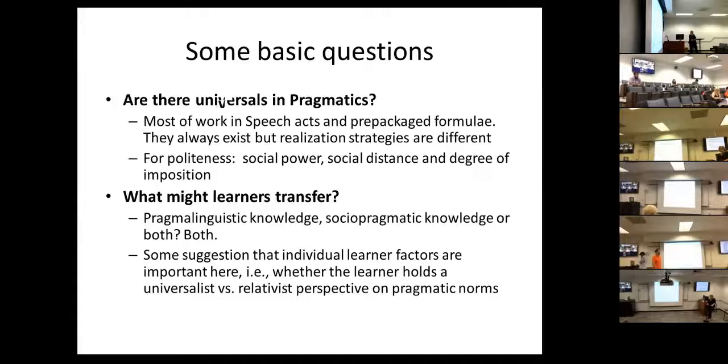Universalists tend to think, there is one way, if you're going to be morally good or polite or whatever, there's one way to be that thing. Relativist learners say, well, clearly that depends on what language and culture you're working in. And those learners tend to be more successful because they transfer less. They tend to be more interested in what the differences might be.